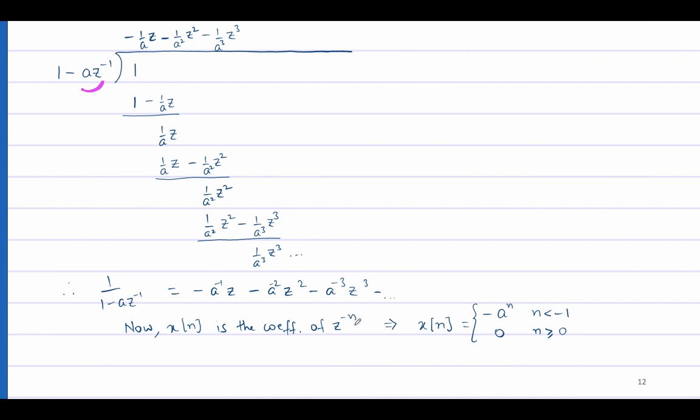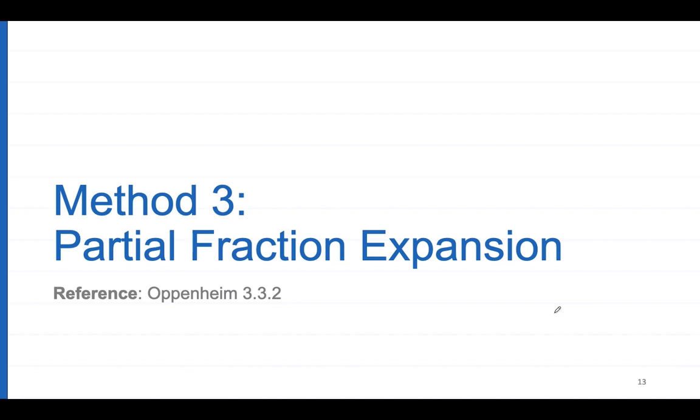Because we are considering z to the power minus n, n has to be less than minus 1. So this is how I obtain the left-handed sequence. In general, it can be written as minus a^n u[-n-1], simply from this form. Okay, so these are the two examples which give you a very good understanding of the long division method.